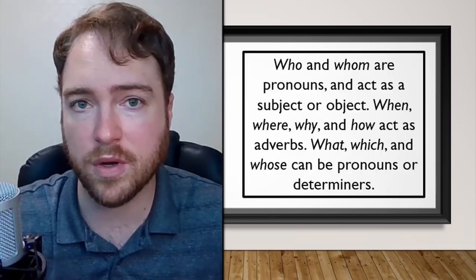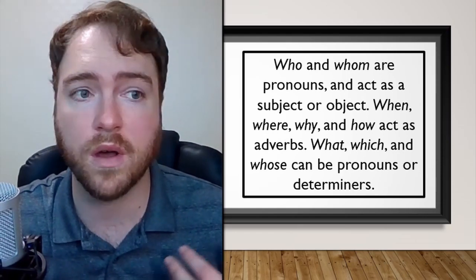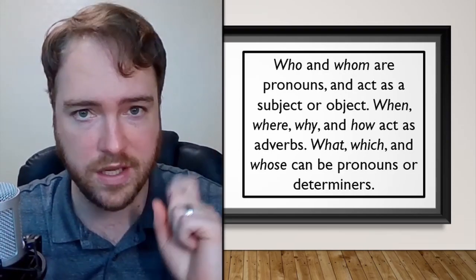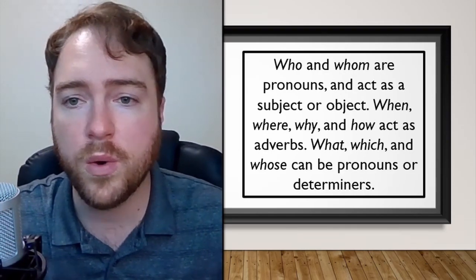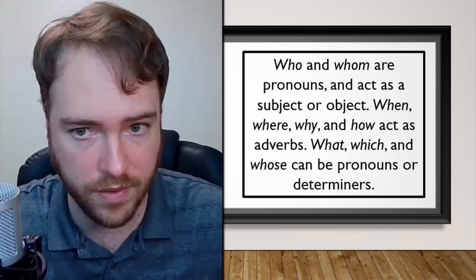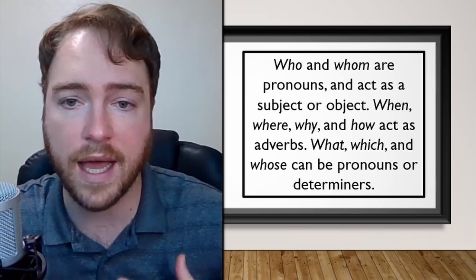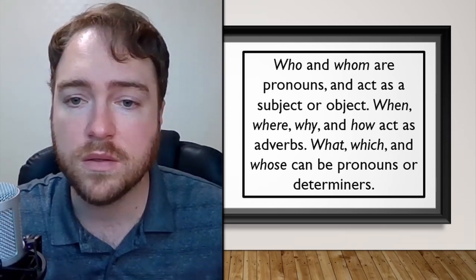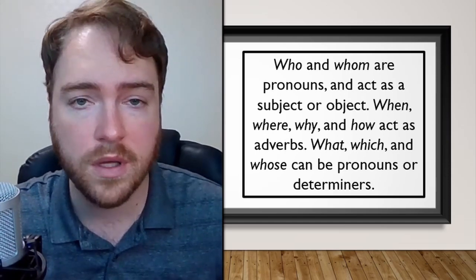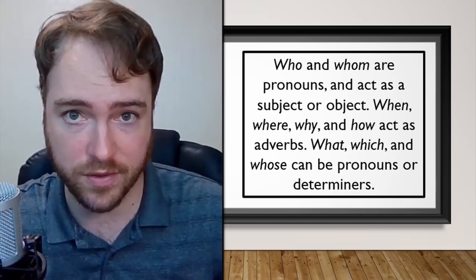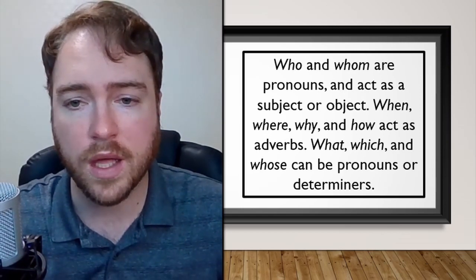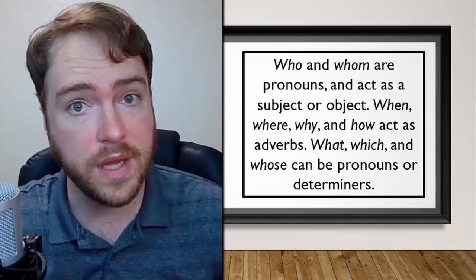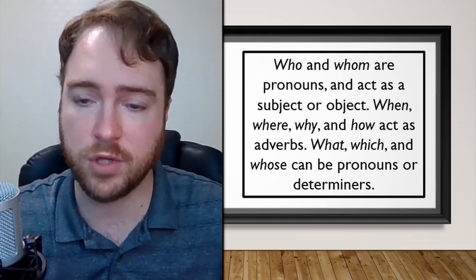It's important to remember some of these rules about all of these different words because it can seem like there's so many, all right? But here, try to remember these rules. Who and whom are pronouns, and they act as the subject or the object in the question. When, where, why, and how all act as adverbs in the question. And what, which, and whose, they can be both pronouns or determiners.